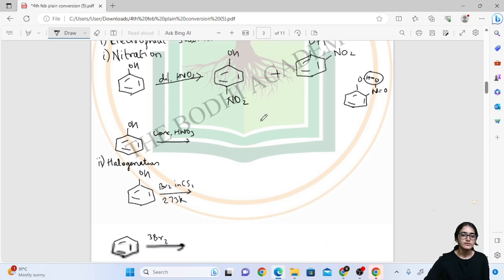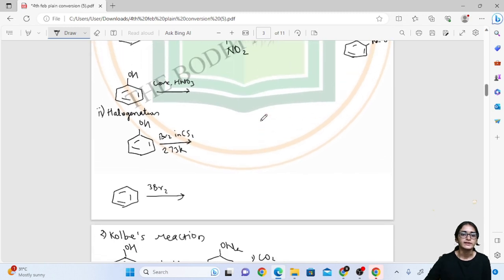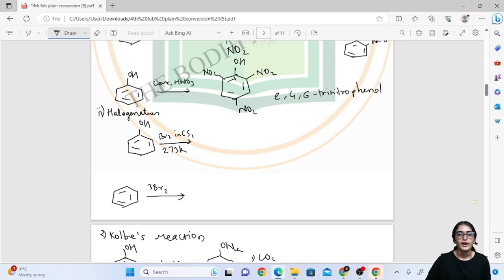Now when we use concentrated nitric acid, that time we will get a product in which we will have 3 nitro groups. So we will have OH, 2 nitro groups at ortho position and 1 at para position. So the name of this will be 2,4,6-trinitrophenol. Okay, and the common name of this is picric acid, which is very common.